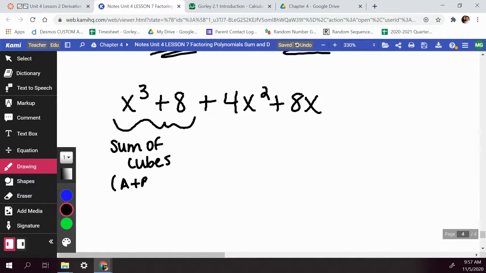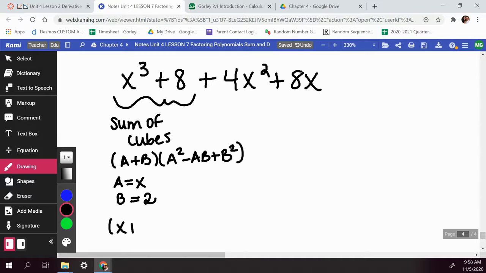Remember, my sum of cubes rule is a plus b times a squared minus ab plus b squared. So x cubed is a perfect cube of x. So everywhere I see an a, I'm going to replace it with x. And 8 is a perfect cube of 2. So everywhere I see a b in this rule, I'm going to replace it with 2. So I'm going to have x plus 2 times x squared minus, this would be x times 2 or 2x, plus b squared, which if I do 2 squared, that would leave me with 4.